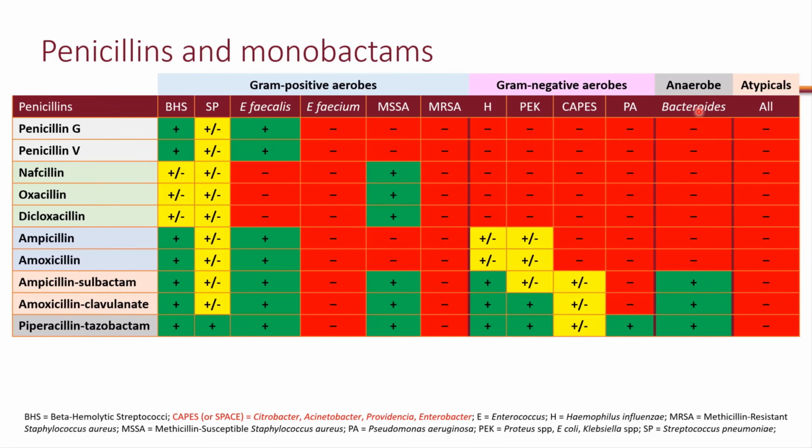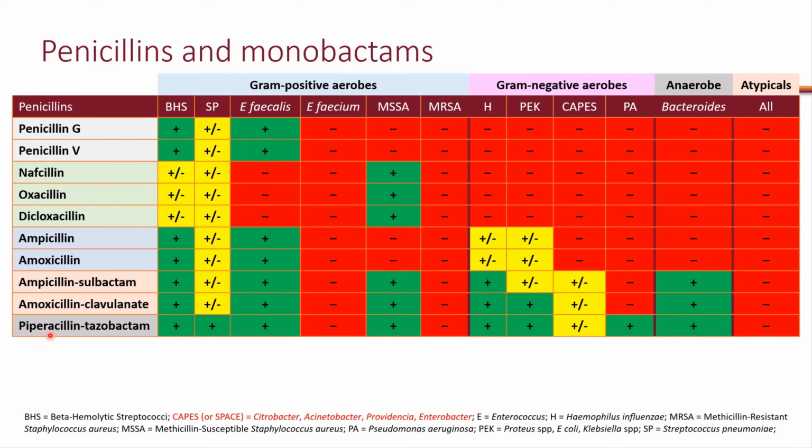Okay, so Bacteroides also make penicillinases that pretty much kill the majority of penicillins, but the ones that have a beta-lactamase inhibitor, including piperacillin-tazobactam, gain activity against Bacteroides. Now, Bacteroides become very important when we talk about intra-abdominal infections.